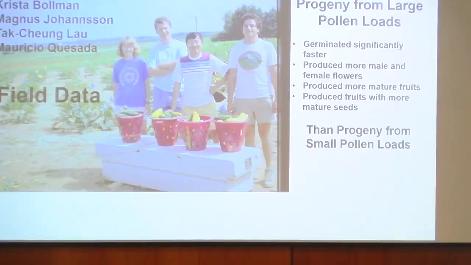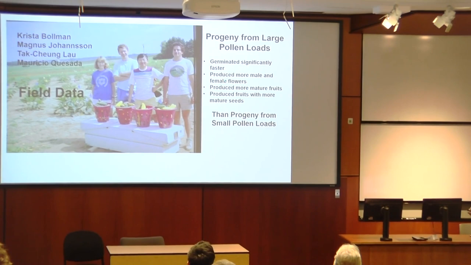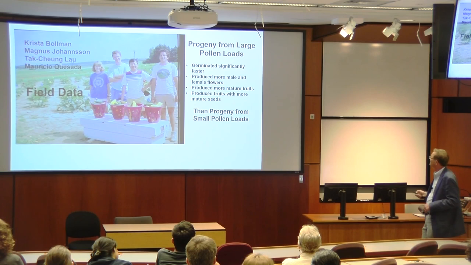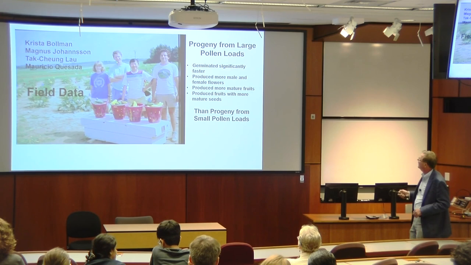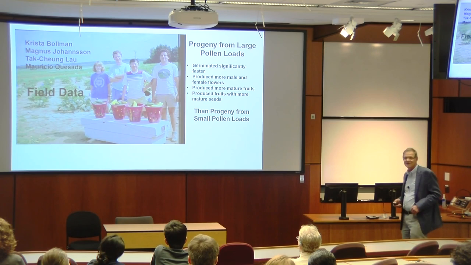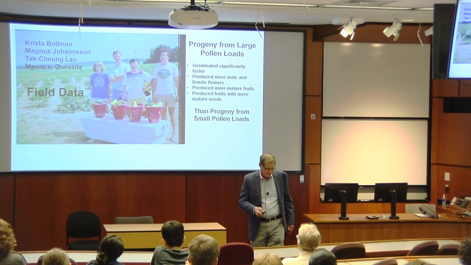Okay, then we grew these plants in the field. Progeny from large pollen loads germinated significantly faster, produced more male and female flowers, produced more mature fruits, produced fruits with more mature seeds than progeny from the small pollen loads. This is Mauricio Quesada, Taksheng Lau, Magnus Johansson, and an undergrad, Christopher Bowman, who put in most of the work on this project and all of the thought.